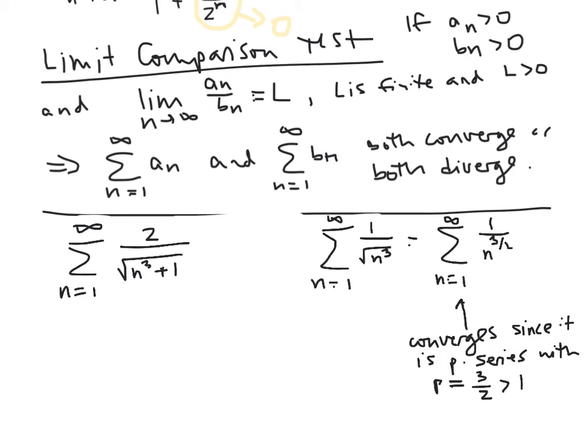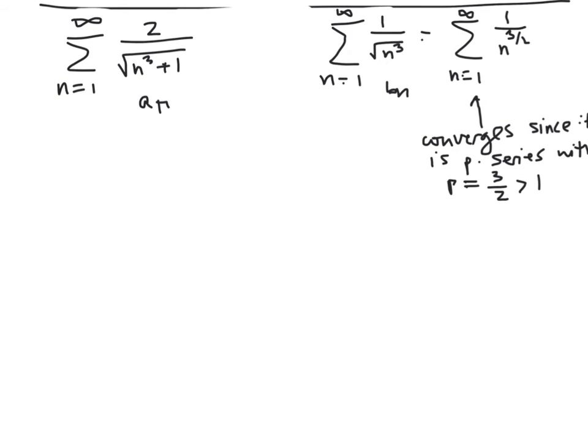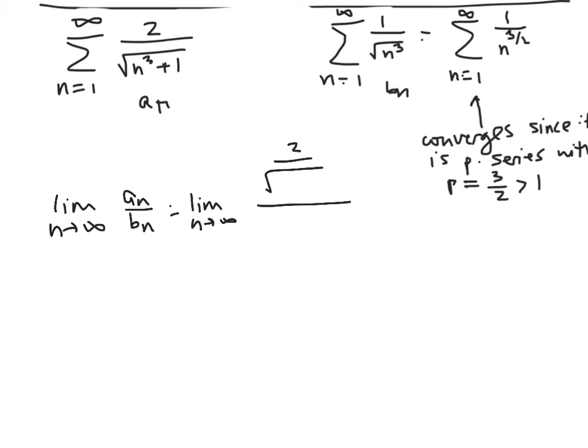So now we need to take a limit. We'll call the terms of the first series an and the terms of the second series bn. So if we take the limit as n goes to infinity of the an's divided by the bn's, we have 2 over the square root of n cubed plus 1, over 1 over the square root of n cubed.